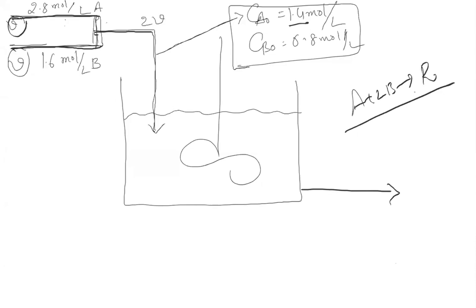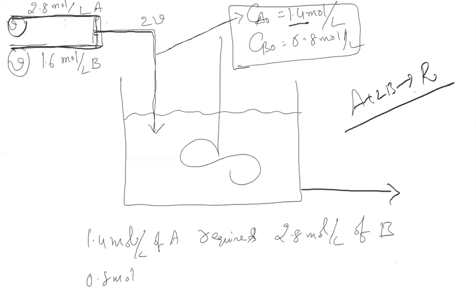So just write this one: 1.4 moles per liter of A requires 2.8 moles per liter of B. Clear? Whereas 0.8 moles per liter of B requires, let's say, 0.4 mole per liter of A.